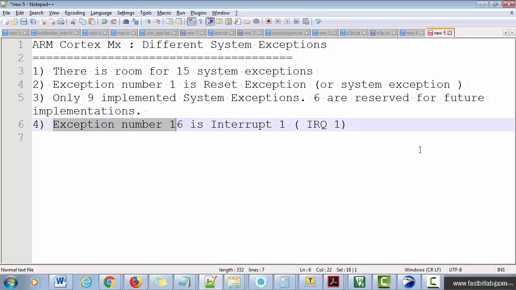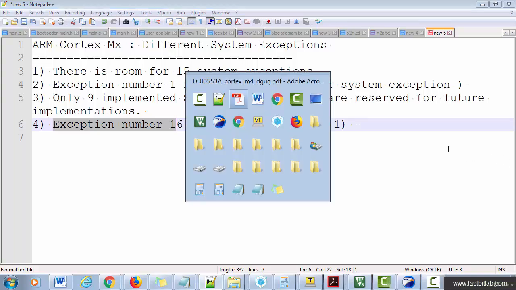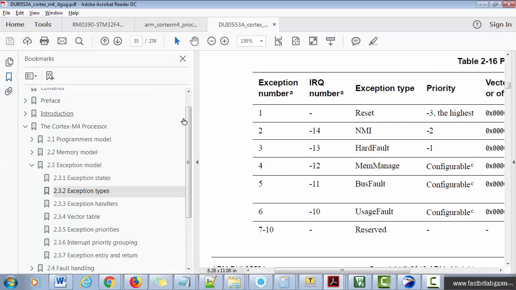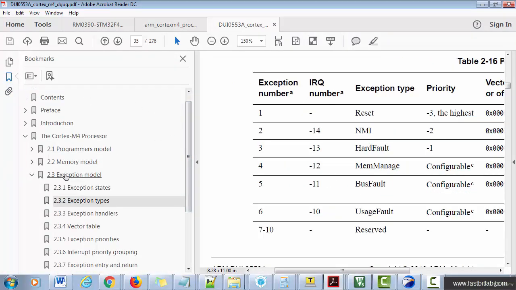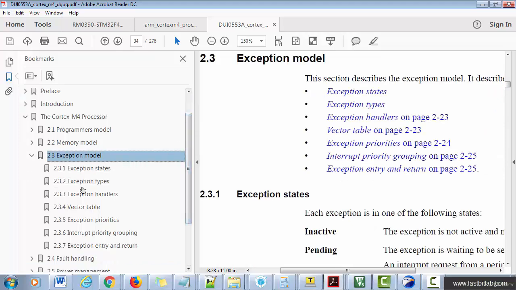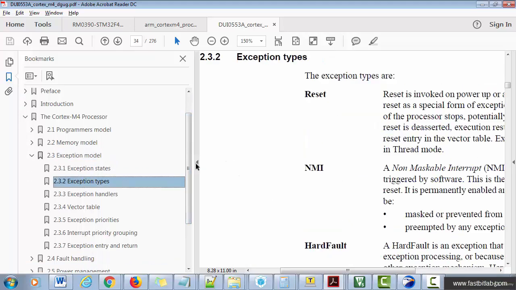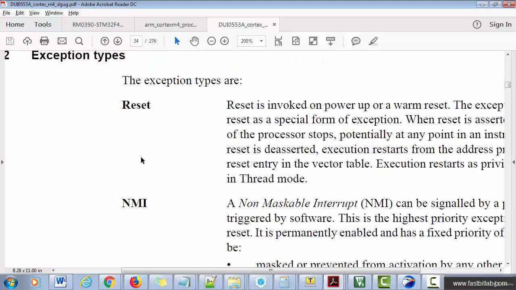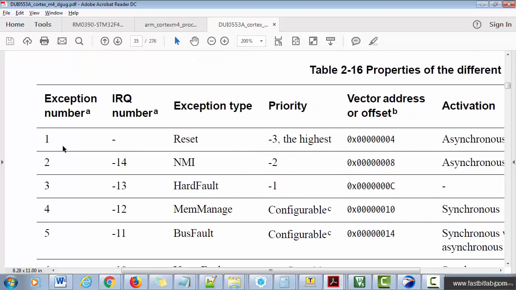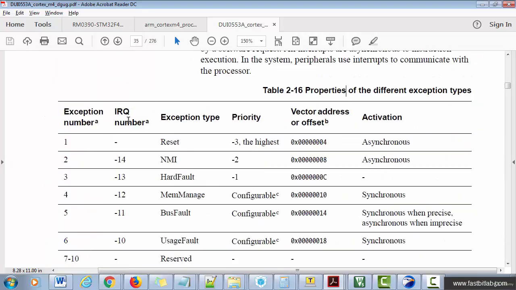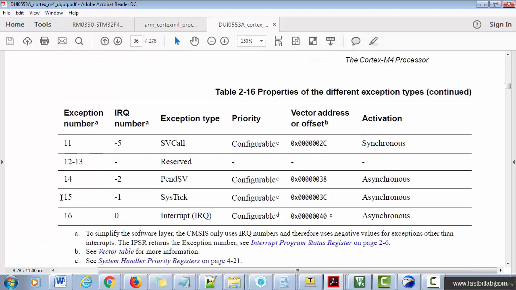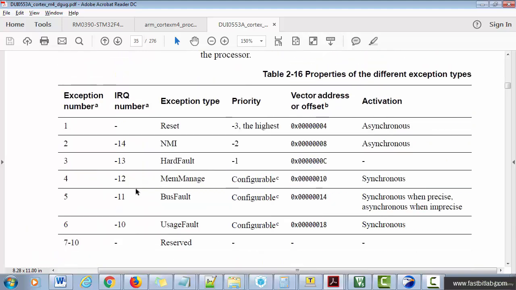So now let's go to the generic user guide and explore. In the generic user guide of the ARM Cortex-M processor, in the section exception model, you will find one subsection, exception types. Here it is. These are the different system exceptions. Now, if you browse through this document, you will find one nice table, and the first 15 are the different system exceptions.